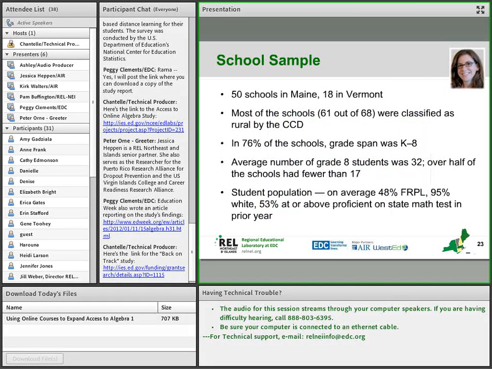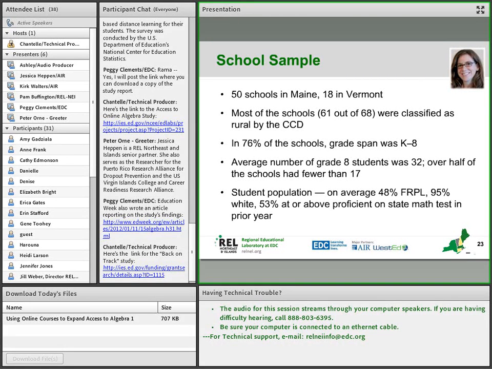Our school sample, as I said, had 68 schools. They were fantastic research partners through the course of the study. Their commitment to the study was strong and consistent. There were 50 of them in Maine and 18 schools in Vermont. Most of the schools, 61 out of the 68, were classified as rural. And I often refer to them as middle schools. I'm getting better about this over time because more than 3/4 of them were actually K-8s or pre-K through 8 schools.